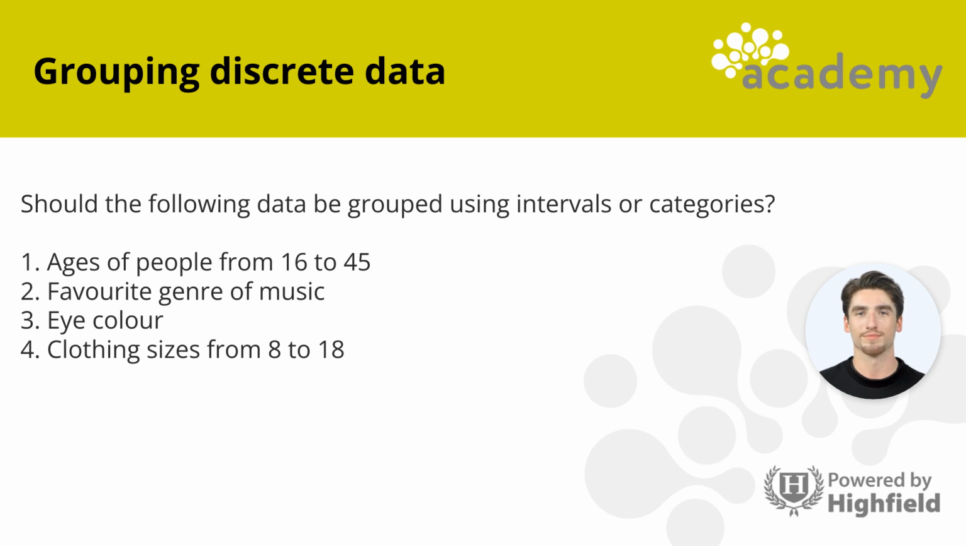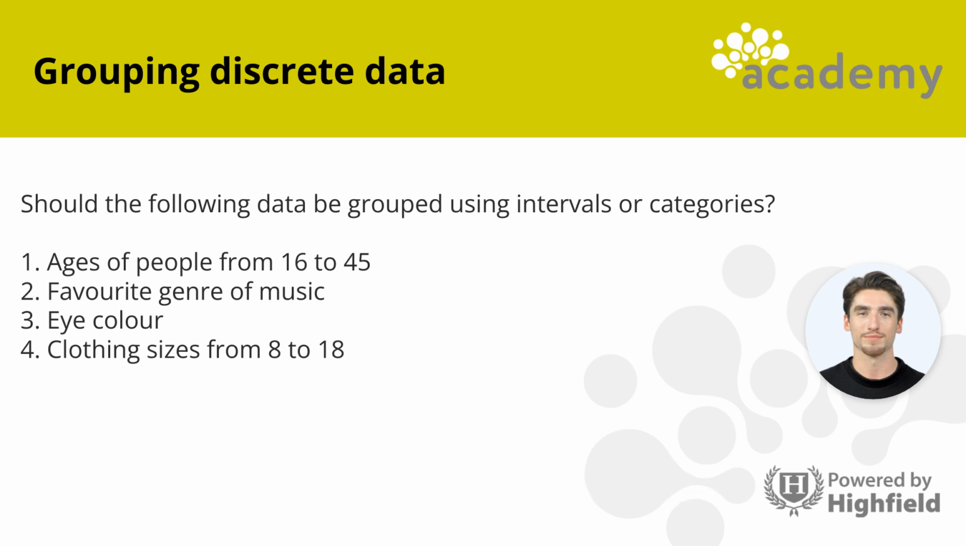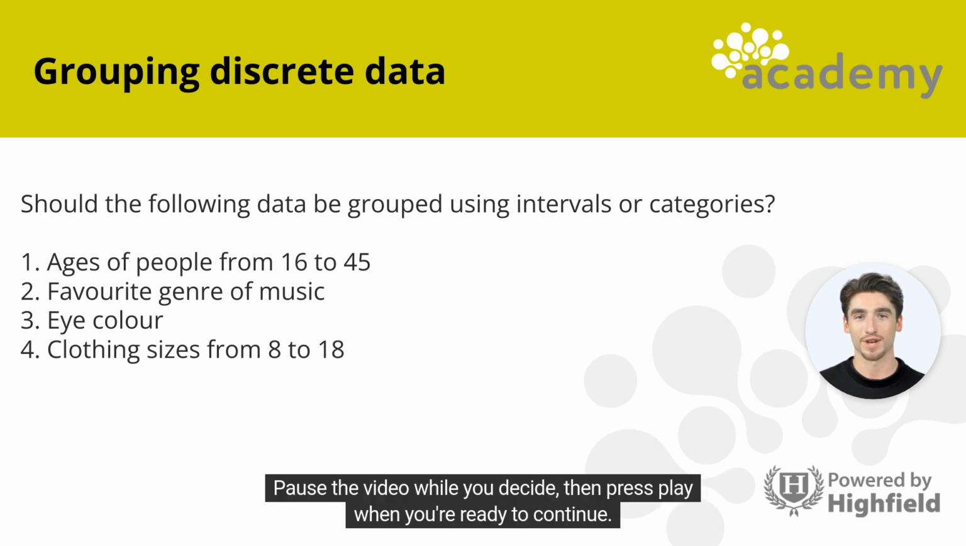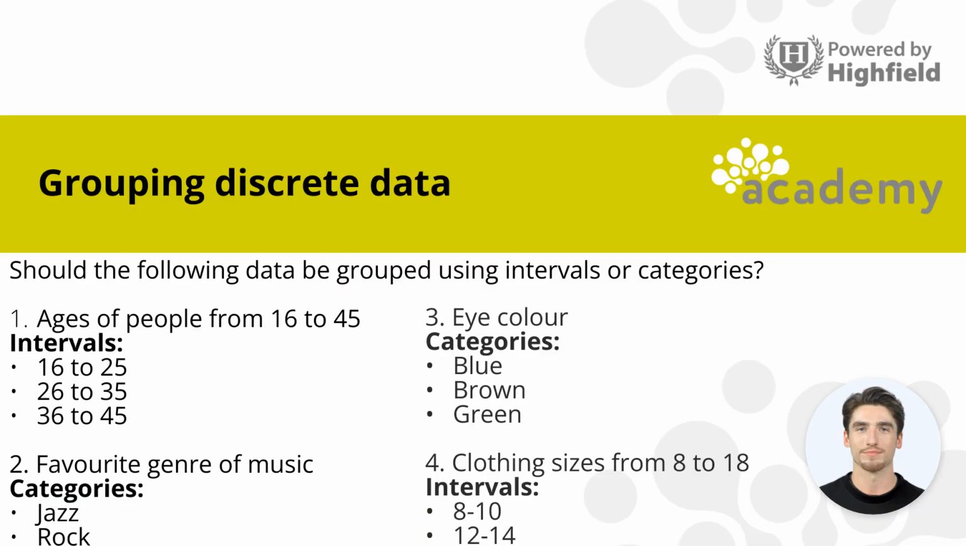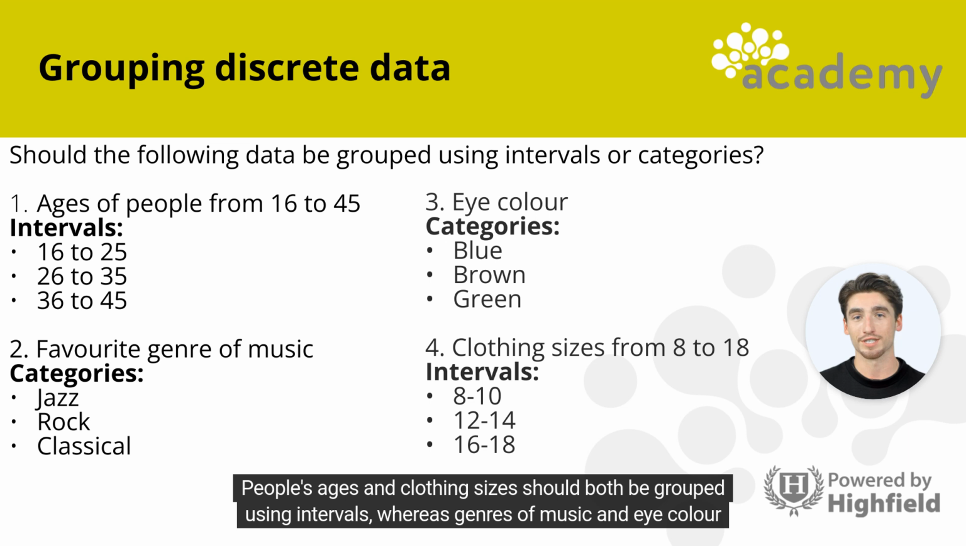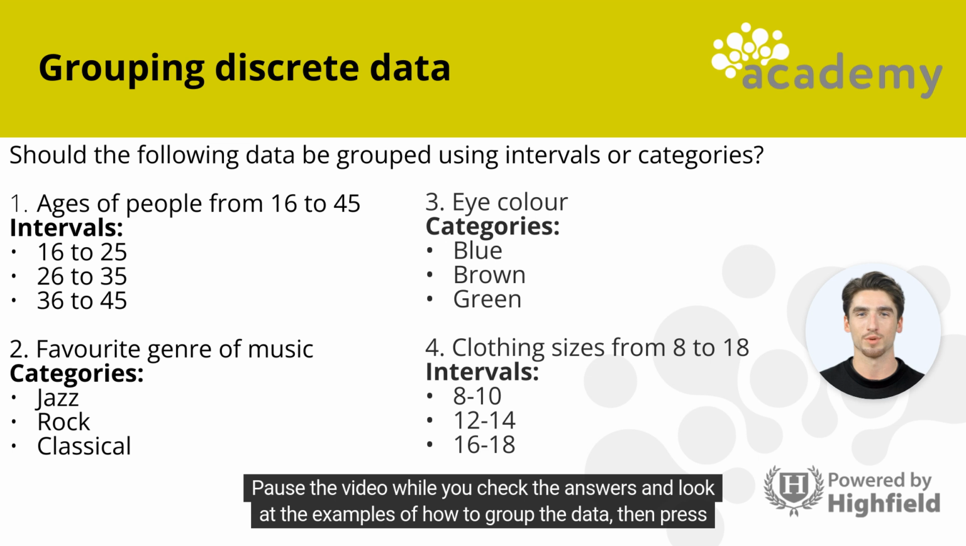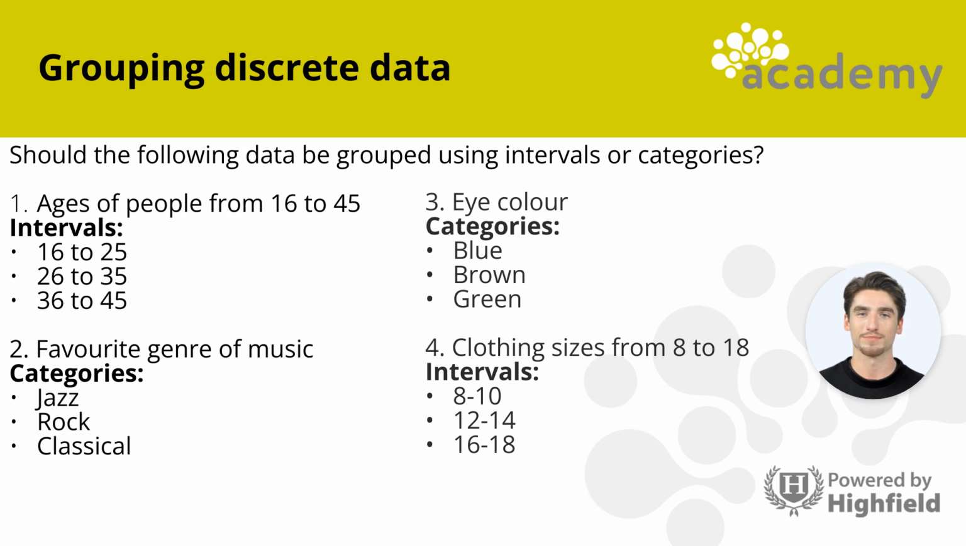Now it's your turn. Should each of the following be grouped using intervals or categories? Pause the video while you decide, then press play when you're ready to continue. Let's check your answers. People's ages and clothing sizes should both be grouped using intervals, whereas genres of music and eye color should be grouped using categories. Pause the video while you check the answers and look at the examples of how to group the data, then press play when you're ready to continue.